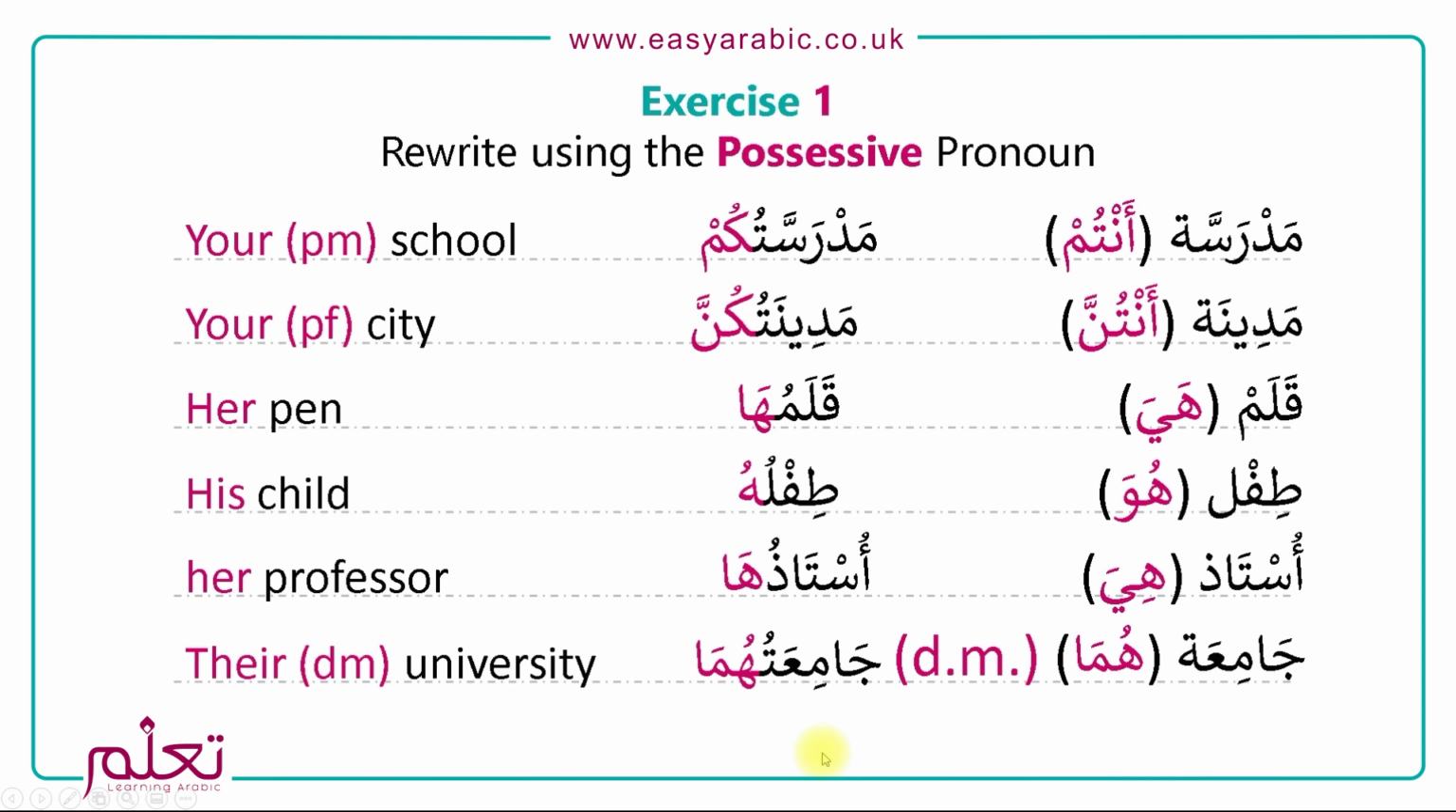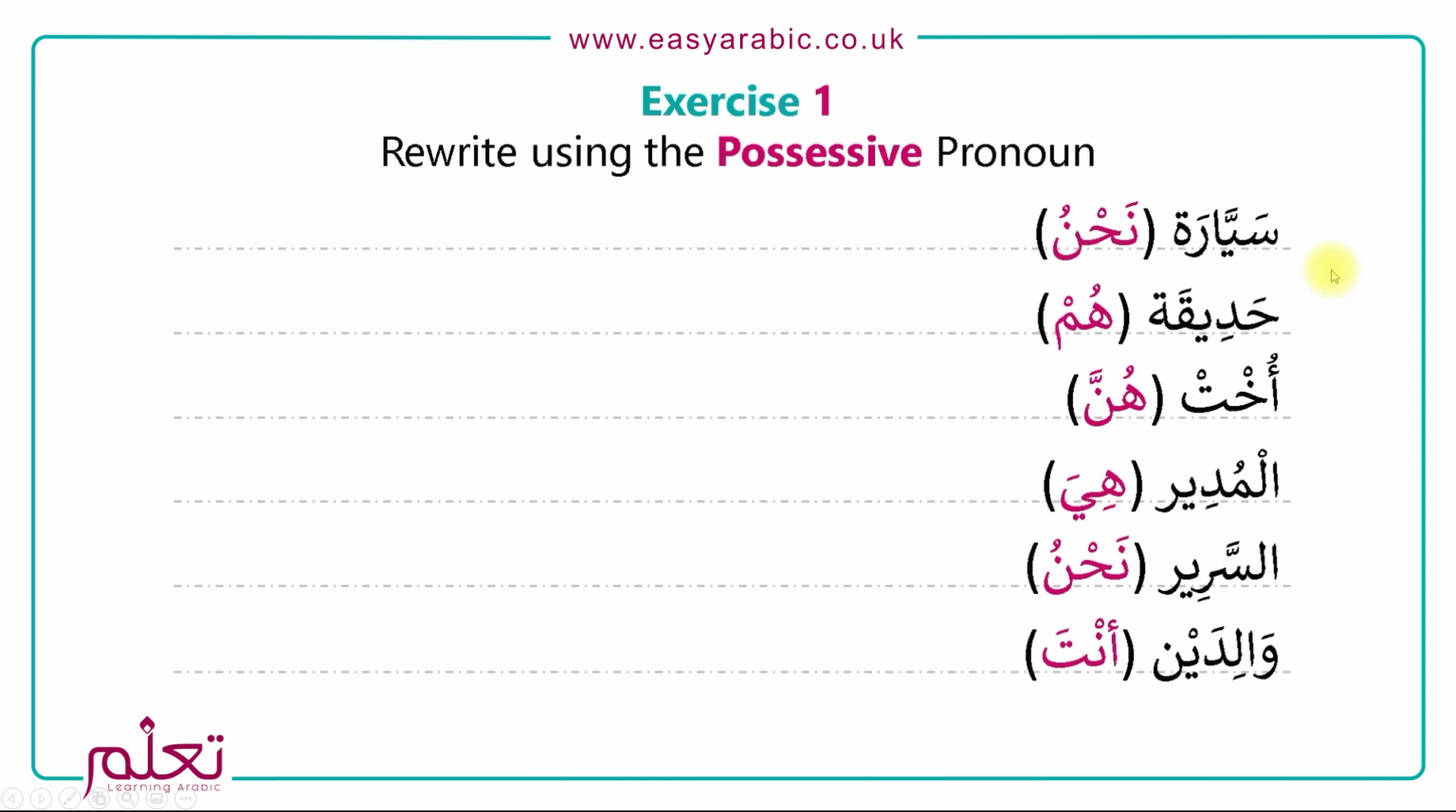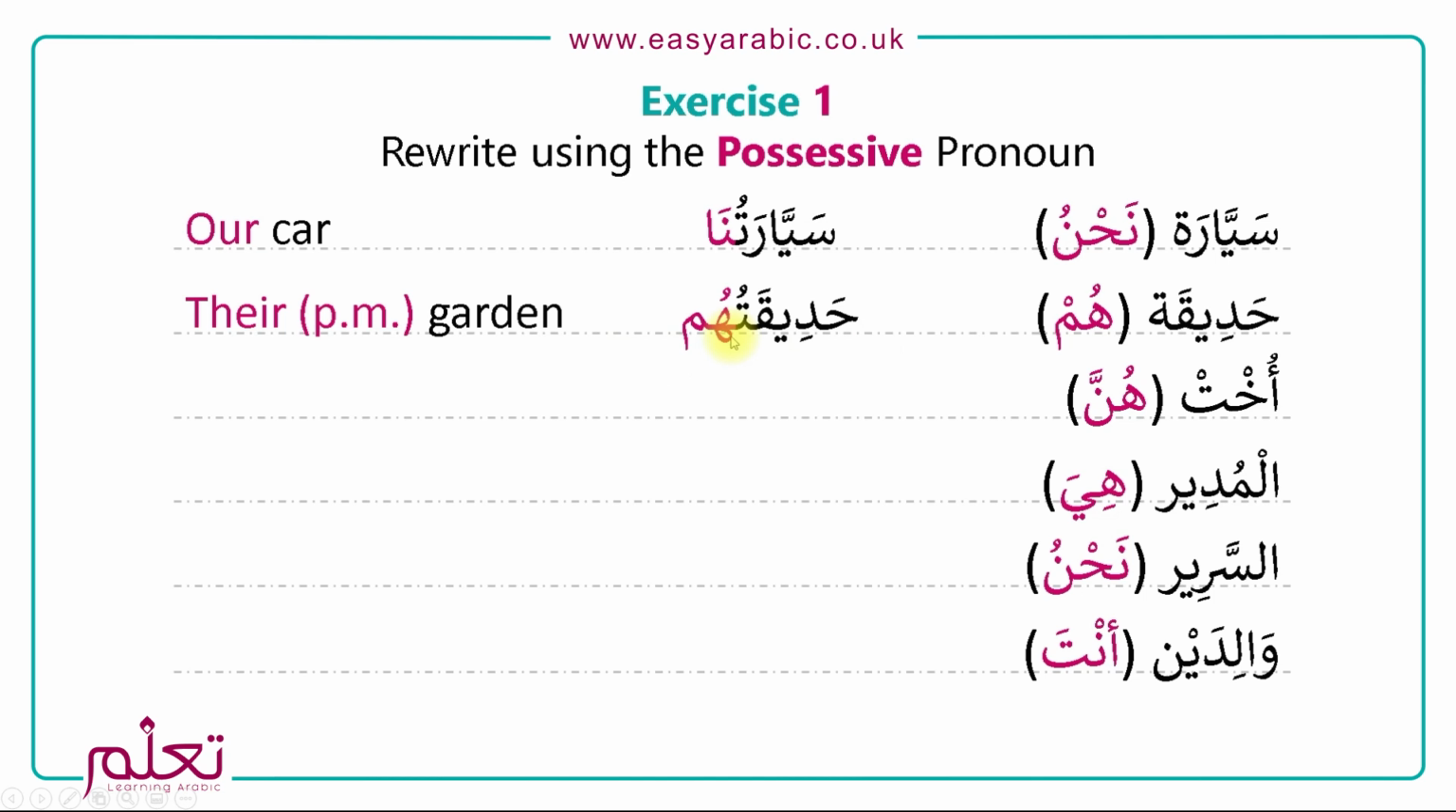Okay, one last one. So here we got sayara, which is a car, and nahnu, which is we, so our car would be sayaratuna. Next one is hadiqa, which is a garden, and then we say hum, so their garden would be hadiqatuhum. Then ukht, which is sister, and hunna, so hunna is females only, so it would be ukhtuhunna.